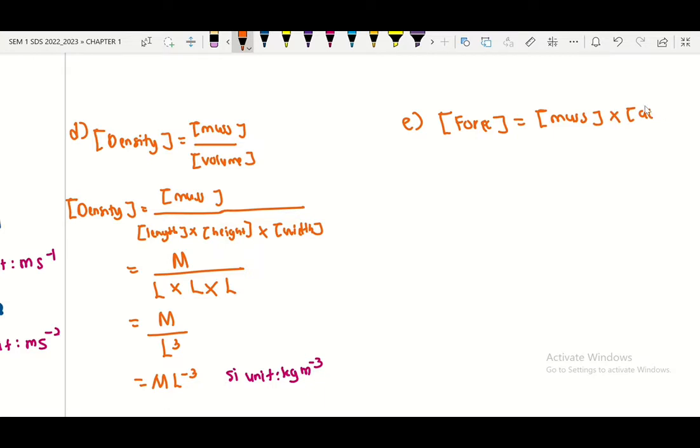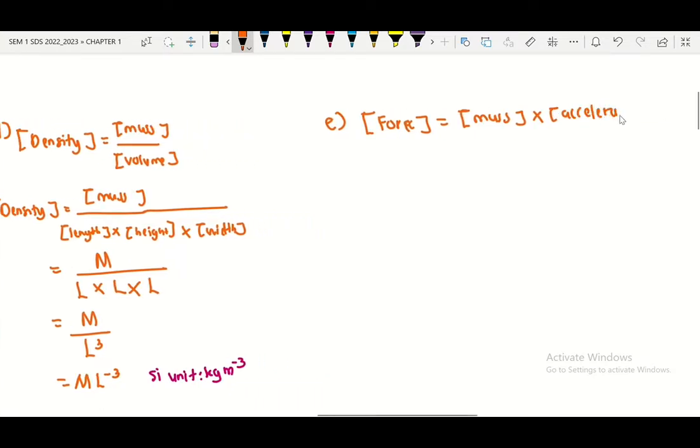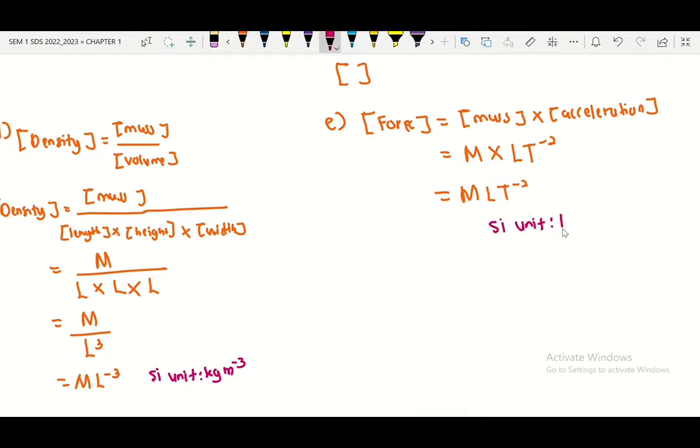Perasan tak? Dekat formula sahaja Miss letak bracket. This bracket. Okay? So, bila Miss dah tulis dimension, Miss dah tak letak bracket. So, mass dia adalah M. Acceleration, dimension dia adalah LT negative 2. So, you akan dapat MLT negative 2. So, what about the SI unit? SI unit dia adalah, mass adalah kg, L adalah meter, dan T adalah second negative 2.